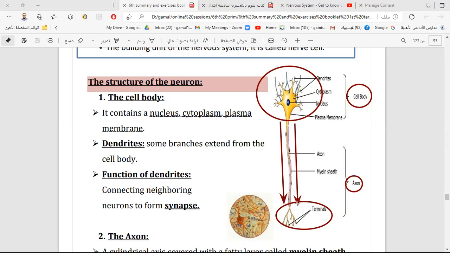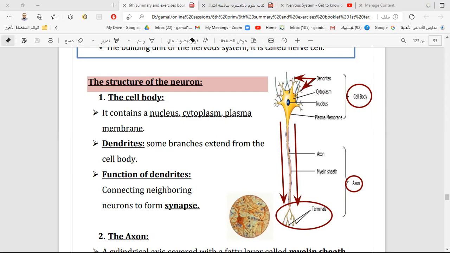Okay, let's say something else. The cell body, which is the first part, has some terminals, or something called dendrites. Dendrites. Can you see them? It forms synapse. What do the dendrites do? The dendrites connect the cell with the other cells, because the cells send messages to each other and connect with each other. Okay? The dendrites are branches that emerge from the cell body.